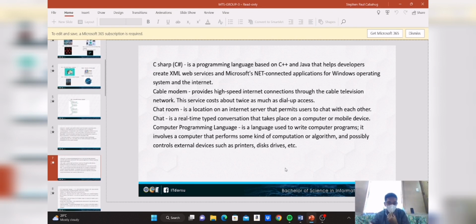So a chat room is a location on an internet server that permits users to chat with others. For example, Skype and Google Meet.